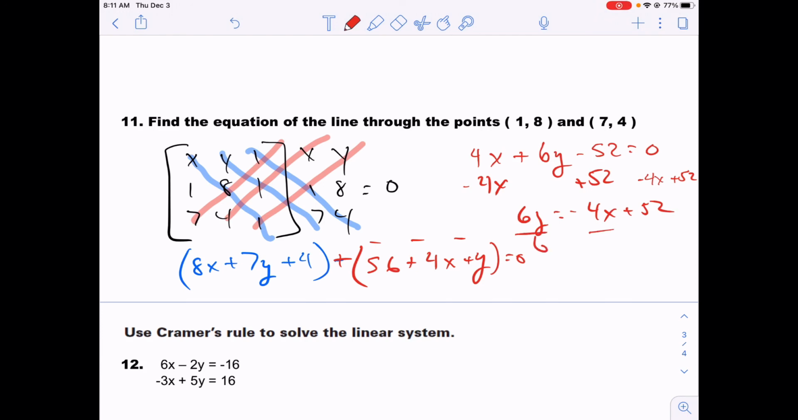Divide by 6, and you're kind of done here, right? You have y equals negative 2/3 x. I know this doesn't go in evenly over here, but 8 and 2/3 plus 8 and 2/3. And there's your answer for that.